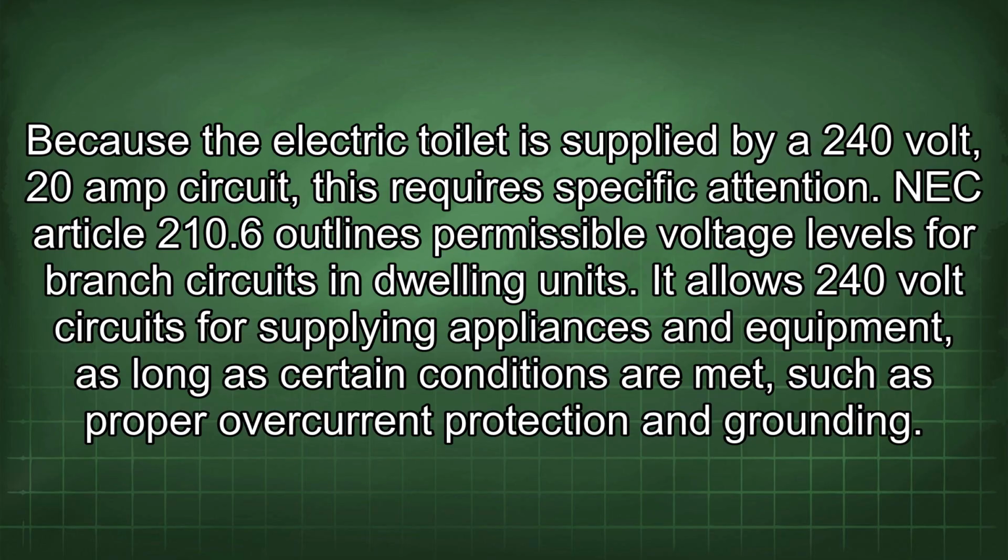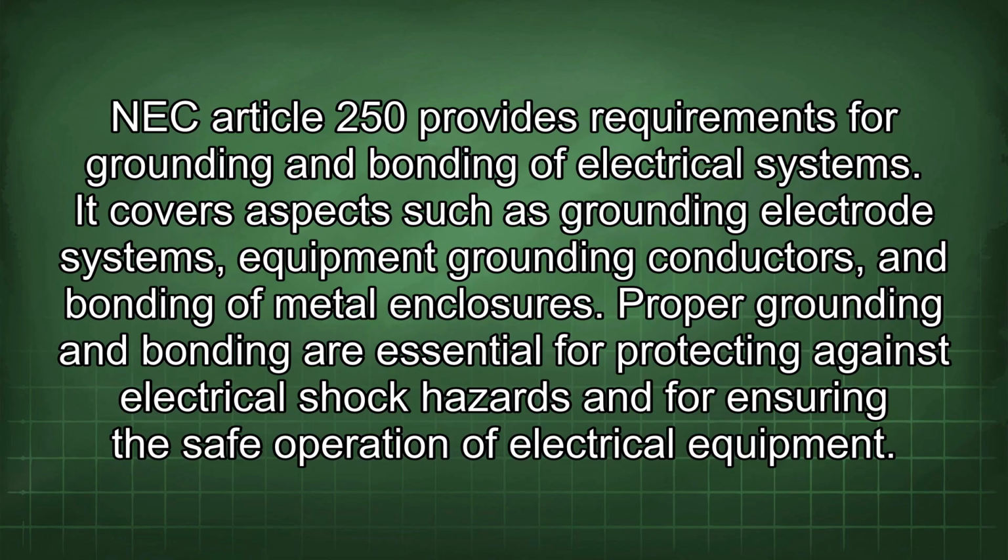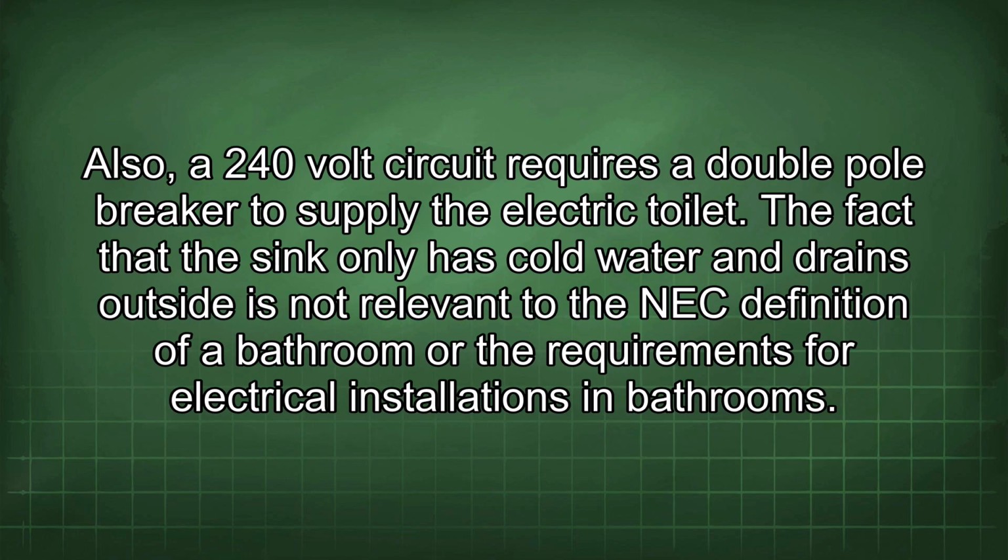NEC Article 250 provides requirements for grounding and bonding of electrical systems. It covers aspects such as grounding electrode systems, equipment grounding conductors, and bonding of metal enclosures. Proper grounding and bonding are essential for protecting against electrical shock hazards and for ensuring the safe operation of electrical equipment. Also, a 240-volt circuit requires a double pole breaker to supply the electric toilet.